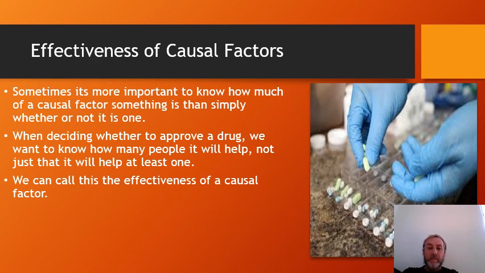We do this all the time, right, when we're thinking about like approving a drug, right? So typically we don't go through the trouble of manufacturing a drug if we think, well, I think there's one person out there we could potentially help, right? Usually we want it to be sort of effective broadly, and we want a relatively large increase in quality of life and so on, right? So that notion of like how much of an effect does the cause have? That's what we call the effectiveness of a causal factor.